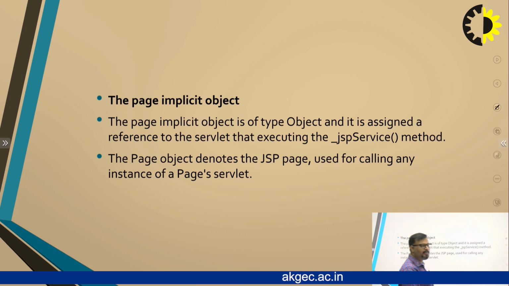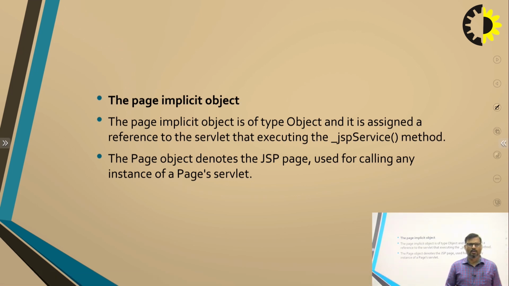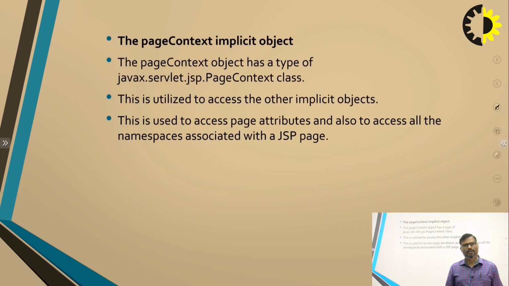Then the page implicit object. The page implicit object is of type Object, and it is assigned a reference to the servlet that is executing the JSP's service method. The page object denotes the JSP page and is used for calling any instance of the page servlet.